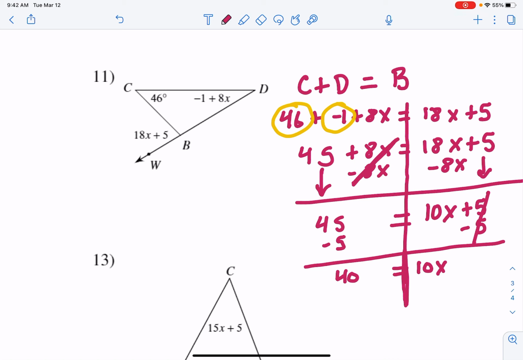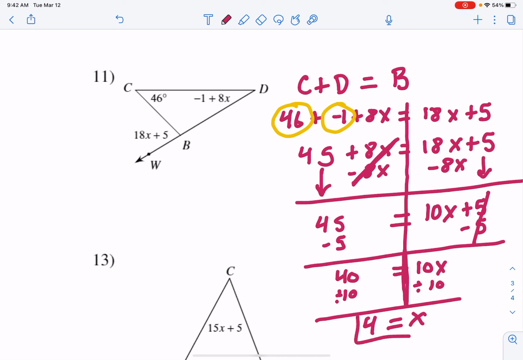All right, and then once I've done my subtraction, my last step is either multiplying or dividing to get that variable by itself. It says 10 times x, so we need to undo by dividing both sides by 10. And we get x equals 4, and that is number 11.